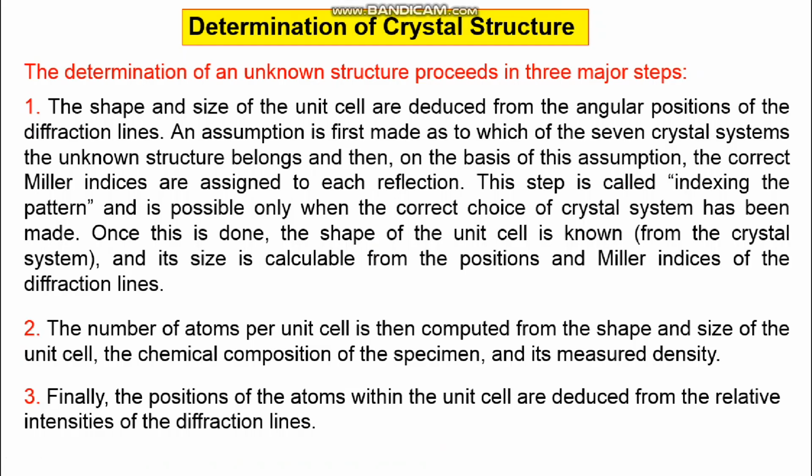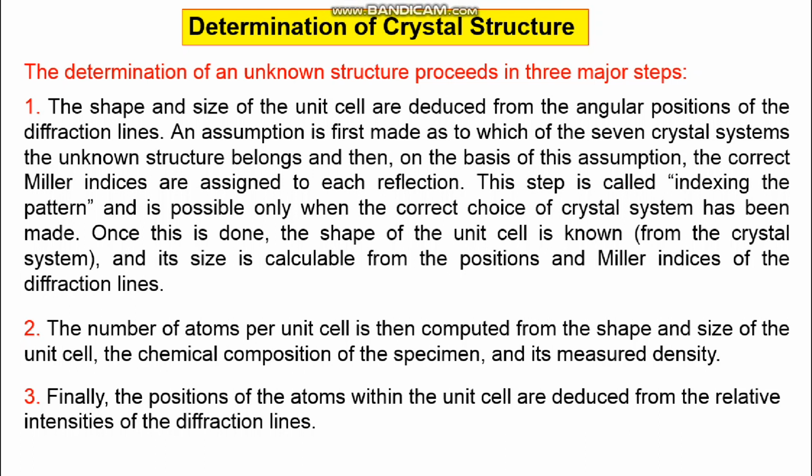We can determine the crystal structure of any sample by using XRD. This process is done in three major steps. The shape and size of the unit cell are deduced from the angular positions of the diffraction lines. First, an assumption is made from the 7 available crystal systems of the unknown structure, and on the basis of this assumption, the correct Miller indices are assigned to each reflection. This step is called indexing the pattern, and once this is done, the shape of the unit cell is known and its size is calculable from the positions and Miller indices of the diffraction lines.